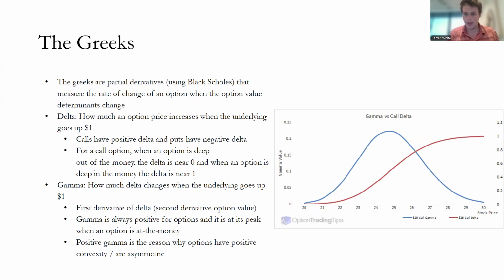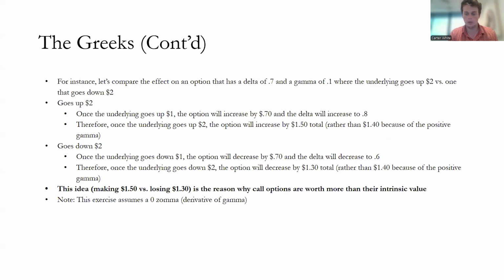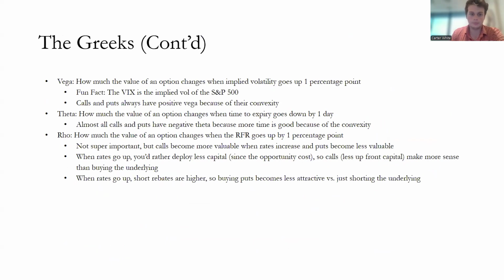There's that benefit that in the case of the poker analogy, the card house is eating some of the loss, that options are valuable. You're not eating the whole loss when the underlying goes down, but you basically eat the whole upside if the underlying goes up. So it's very, very powerful. And just a note, this assumes a zero third derivative, or ZOMA.